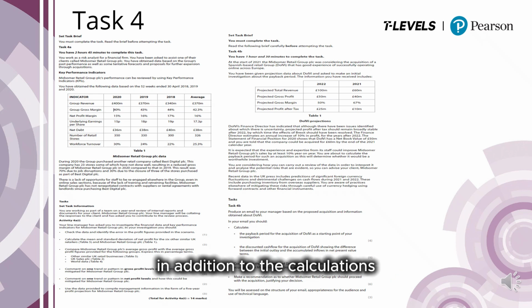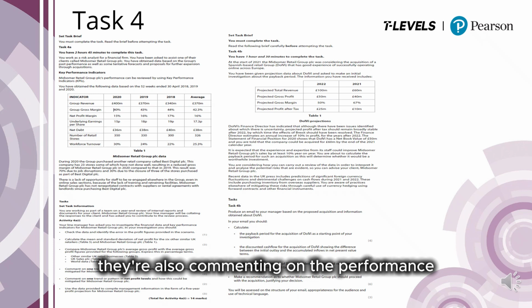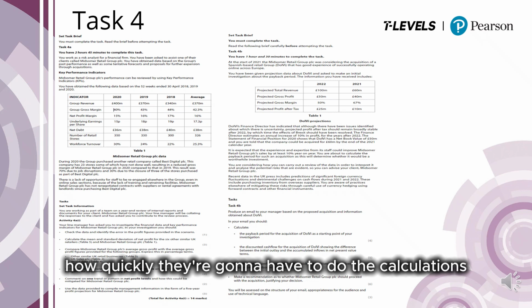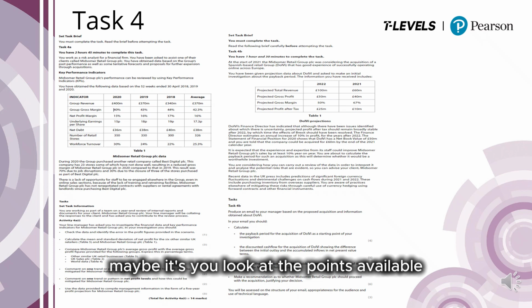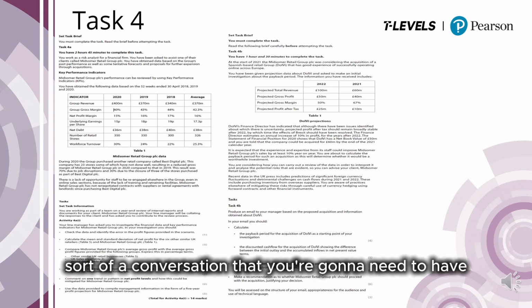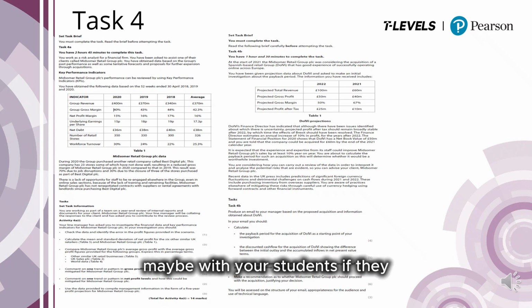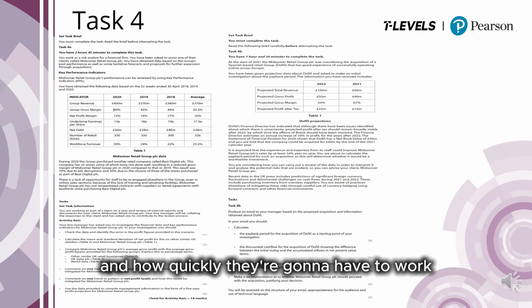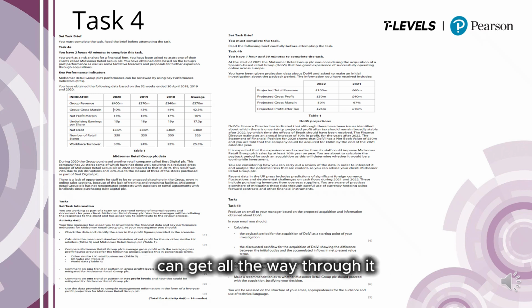Because you can see down here, in addition to the calculations, they're also commenting on the performance, they might be commenting on trends, they might be making recommendations. So maybe they need to work on how quickly they're going to have to do the calculations. Maybe you look at the points available and you say to them, okay, you've got this amount of time to do it, and then you've got to save this amount of time for the writing. It's a conversation that you're going to need to have, maybe amongst the team, maybe with your students if they're doing mocks and things, so that they understand roughly how long they've got and how quickly they're going to have to work, to make sure that they can get all the way through it, and then they're going to achieve what they're capable of.